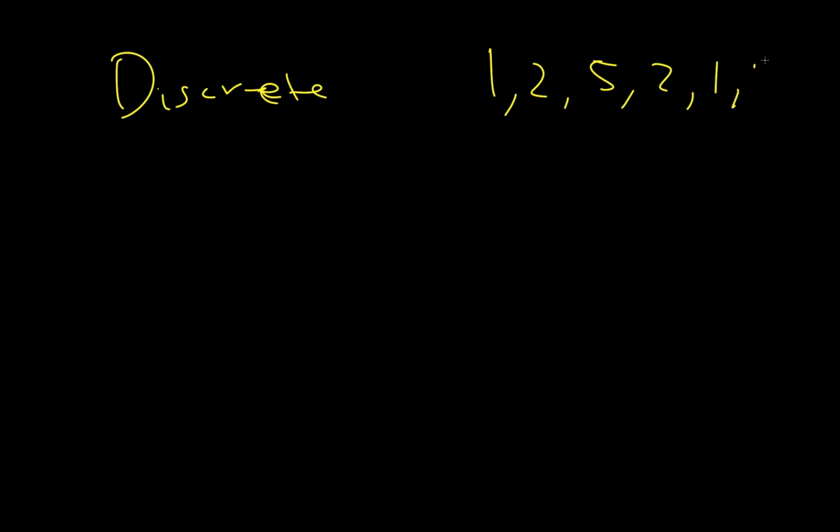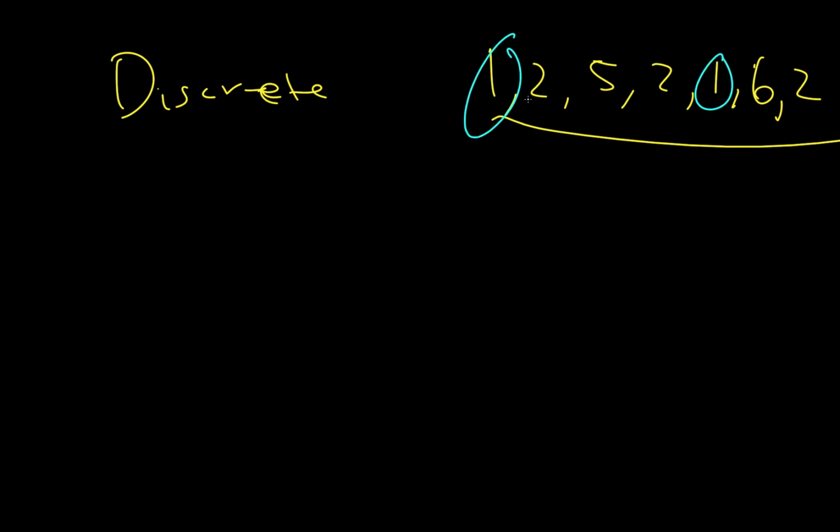So for discrete data, so that means data that we can see each piece. So if we just collect data 1, 2, 5, 2, 1, 6, 2, all of that, that's discrete data. The mode is the most common number. So in this one we have 2 1s, but we have 3 2s, and so the mode would be 2.